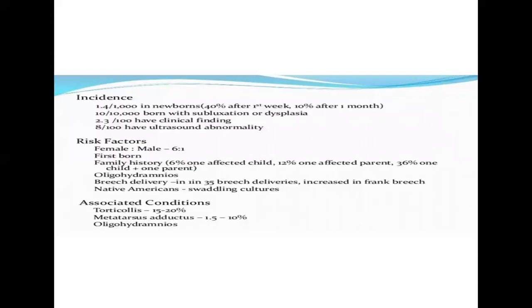Incidence: 1.4 per 1000 in newborns, 40% after the first week, 10% after the first month. 10 per 10,000 are born with subluxation or dysplasia, 2.3 per 100 have clinical findings, 8 per 100 have ultrasound abnormalities. Sex ratio: female to male 6:1. First born, family history: 6% one affected child, 12% one affected parent, 36% one child plus one parent.